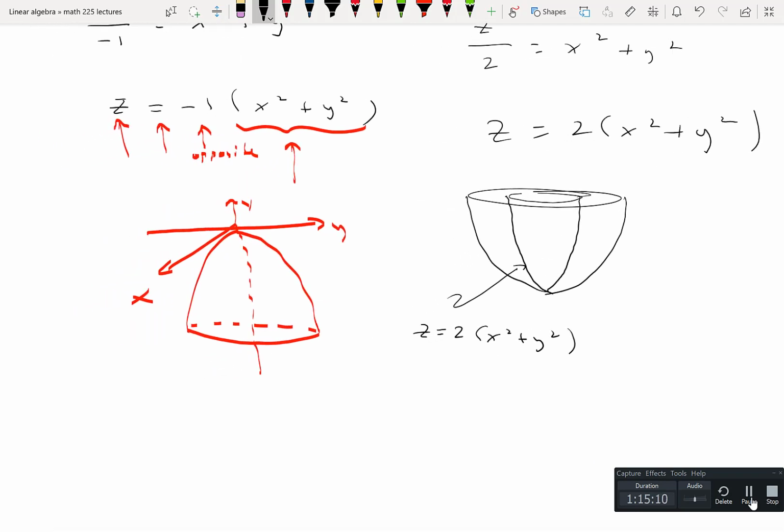What would this one represent? What would the equation of this be? Just come up with a guess.